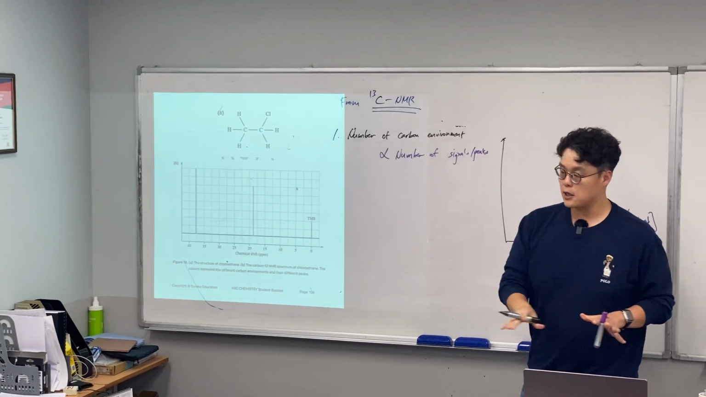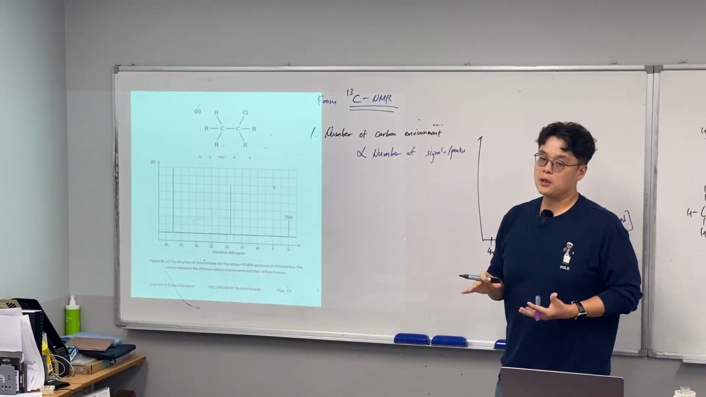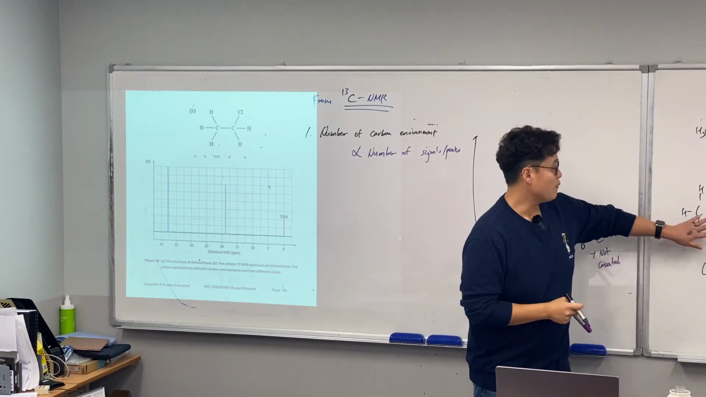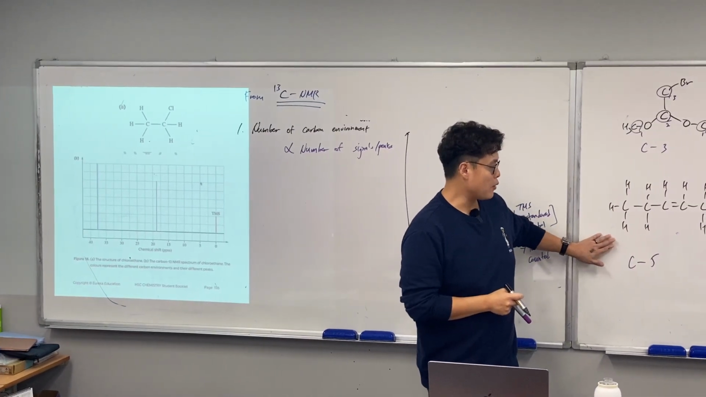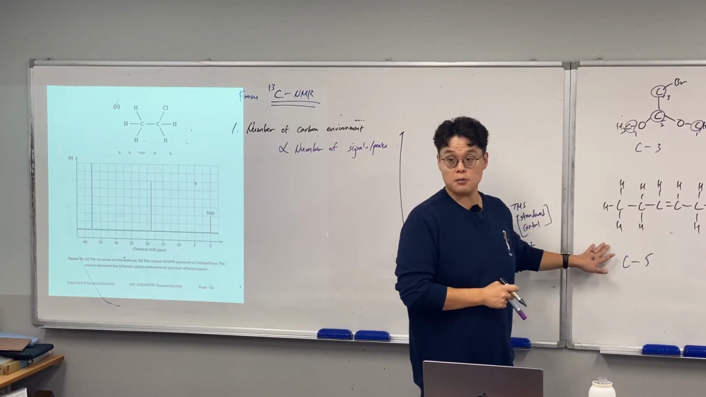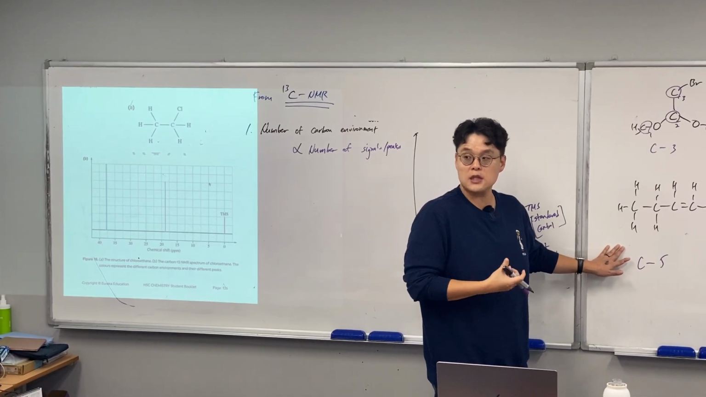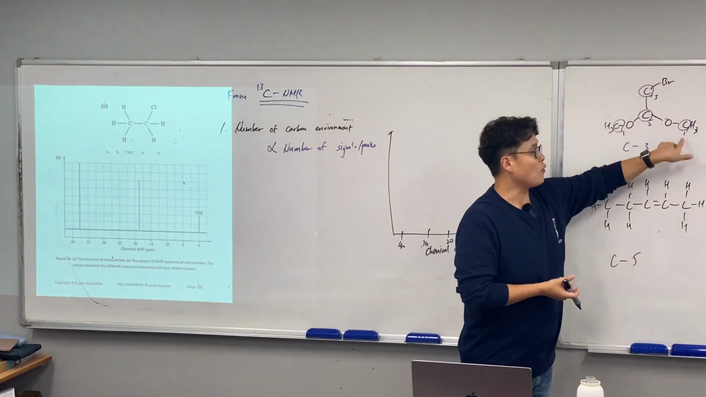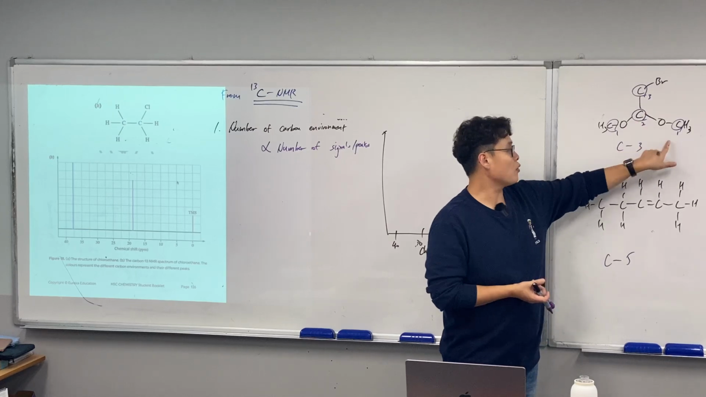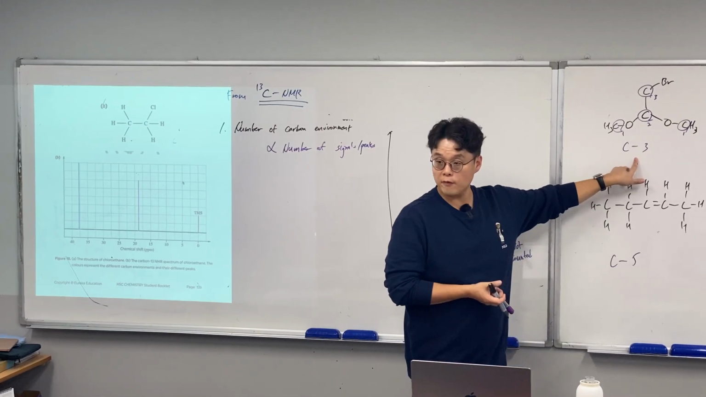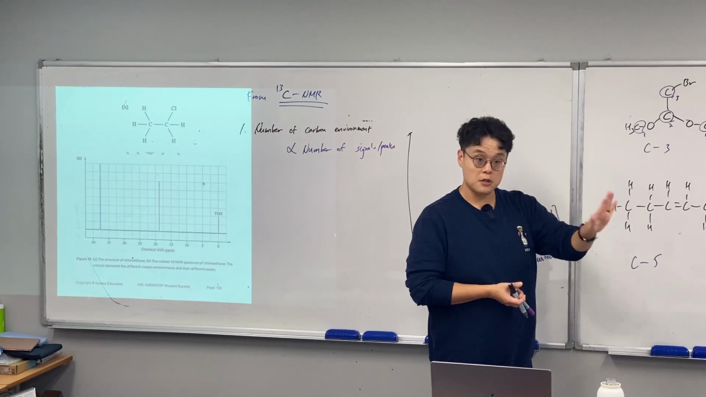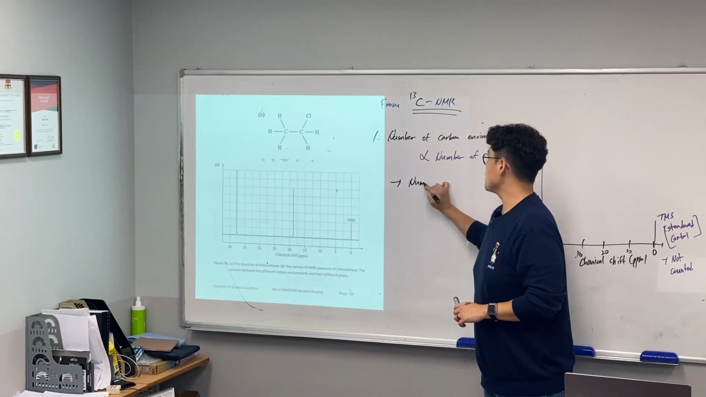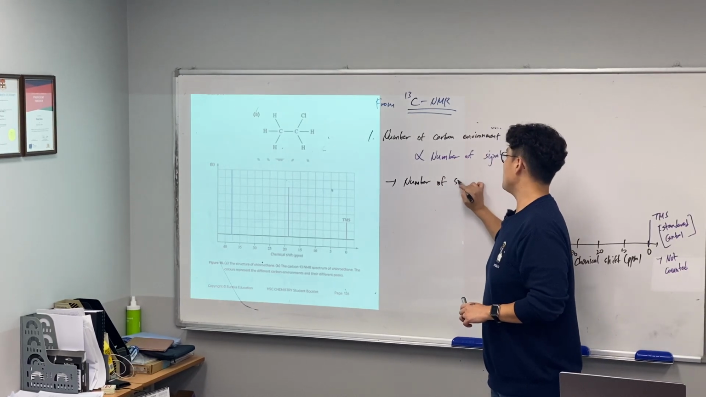But guys, remember that the number of carbon environments doesn't really mean the number of carbons. Have a look. For this one, we have 5 carbon environments and 5 carbons, because each of the carbon environments is unique. What about this one? We have a total of 1, 2, 3, 4 carbons, but there will only be 3 carbon environments, due to symmetry.